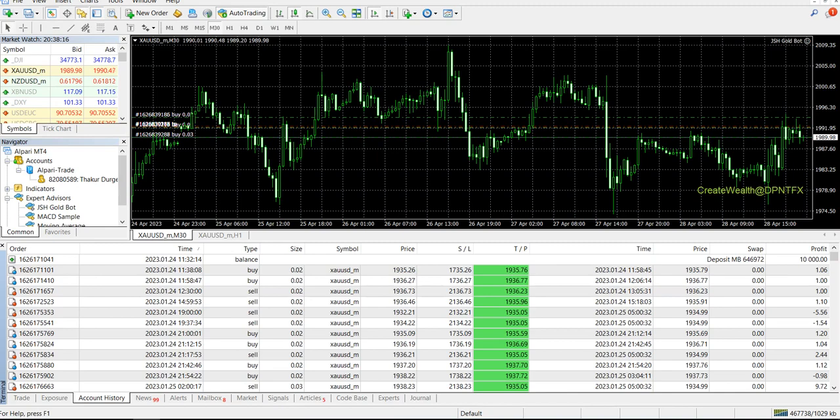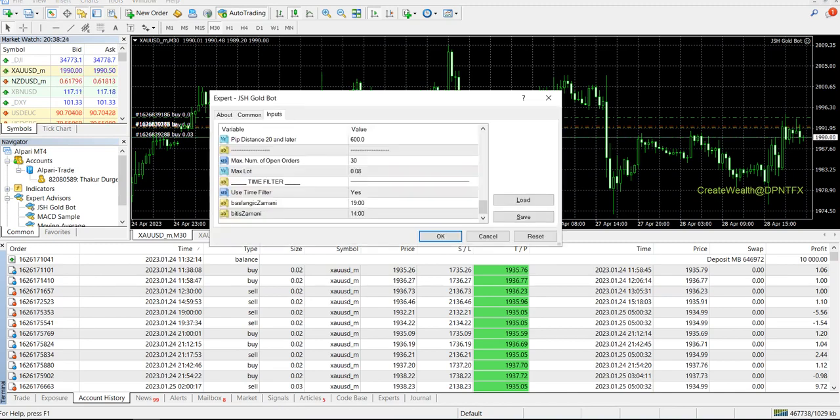So let me just show you. So here, if you can see that the start time is 1900, so as soon as the broker time reaches 1900, it will start opening the trades, and it will stop taking the trades from 14 hours onward. Okay, so it will stop at 1400 hours, and it will not take any further trade after 14 hours, and at 1900 onwards it will start taking the trades again.